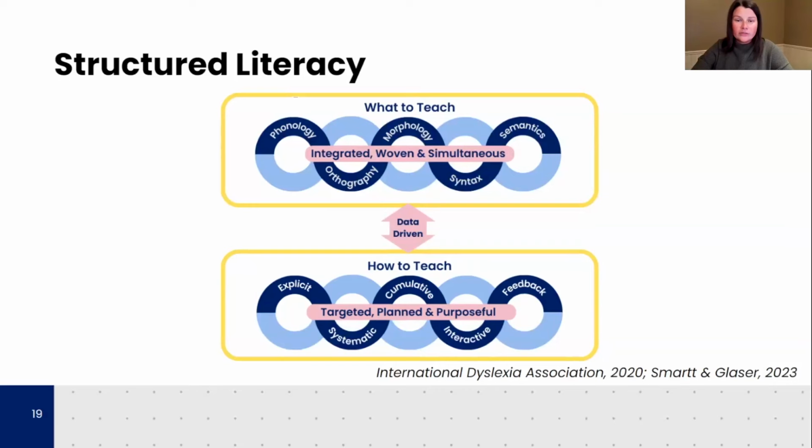Below this, we see the how to teach. These are evidence-informed features of targeted, planned, and purposeful instruction. This includes explicit and systematic instruction that is cumulative and instruction that is interactive with targeted feedback. All of these elements are driven by data that is reliable and valid.